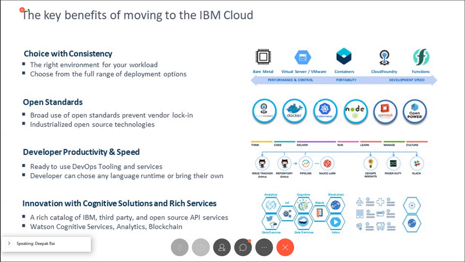whether it's developer productivity or speed, where I can quickly leverage and start building an application, or whether it's an open standard which you can leverage. As you've seen, when you talk about application development, it's more of the open source tools that you leverage on the IBM Cloud, or whether it's a choice of consistency. Based on the different workloads of the application, whether it's Cloud Foundry, containers, bare metal or VM, based on the workload or use case, you can use the different offerings we have on the IBM Cloud.